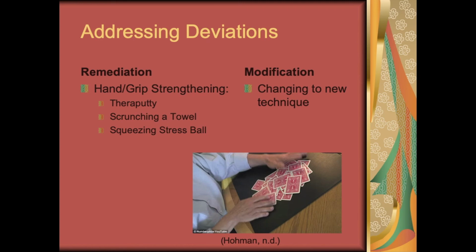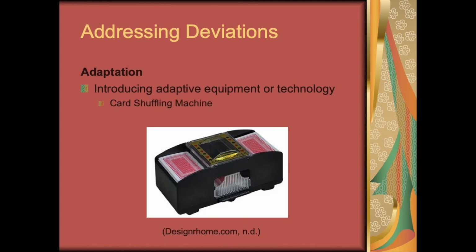If someone is unable to utilize a bilateral technique as demonstrated, one can modify the task to a compensatory one-handed shuffling method, such as spreading cards around on the table to mix them up and then recollecting the cards. If the necessary skills are unable to be remediated and the task is unable to be modified adequately, we may look at adaptations for the task.